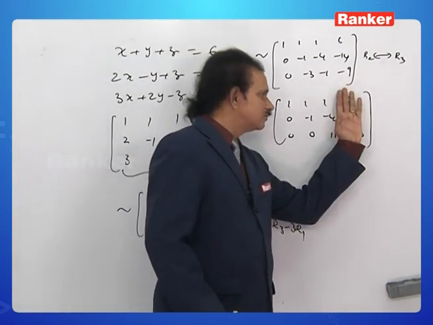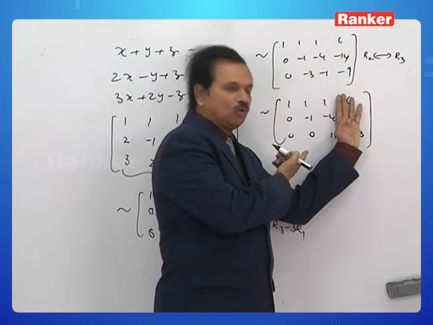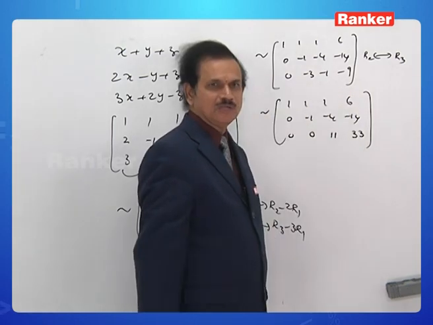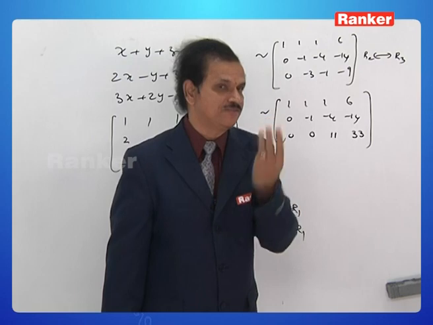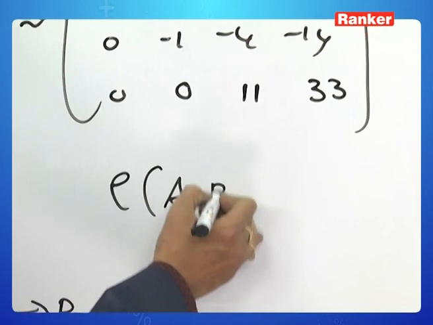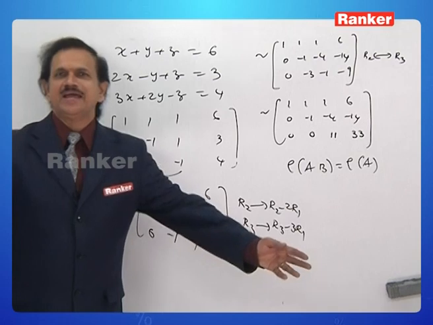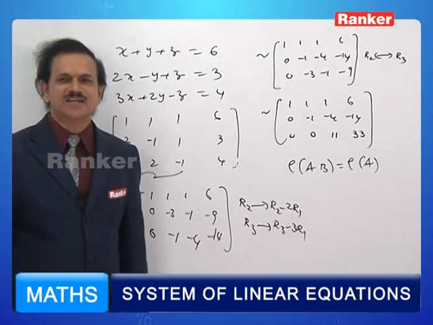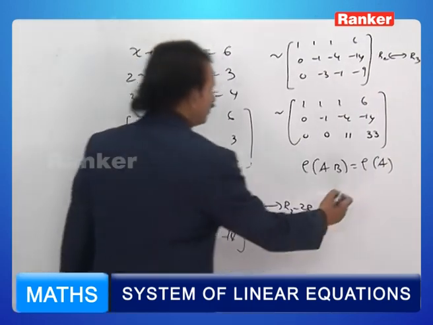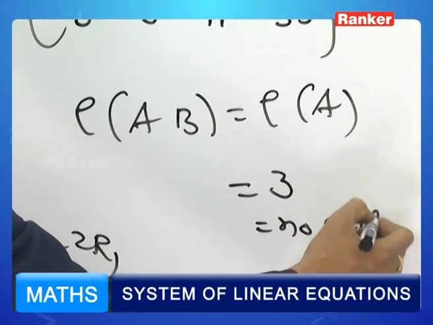Close this. What does this part correspond to? A. What is the rank of A? 3 non-zero rows are there. You take all the columns. What is the number of non-zero rows? 3. So what is your observation? Rank of the coefficient matrix is equal to rank of the augmented matrix. What is your opinion? It is consistent and has a unique solution. How do you say that it is a unique solution? Because it is equal to the number of variables.